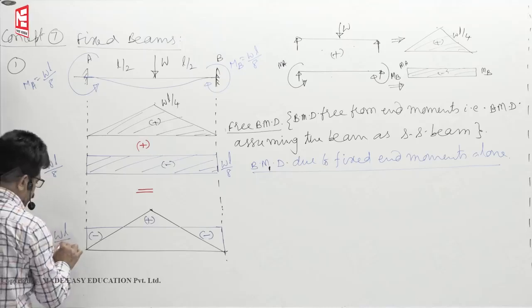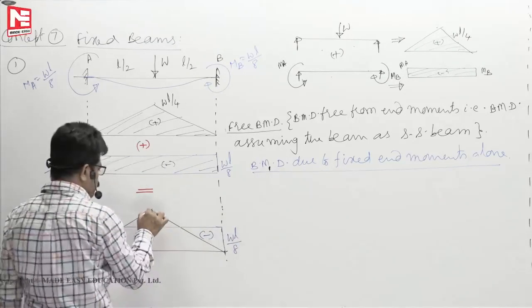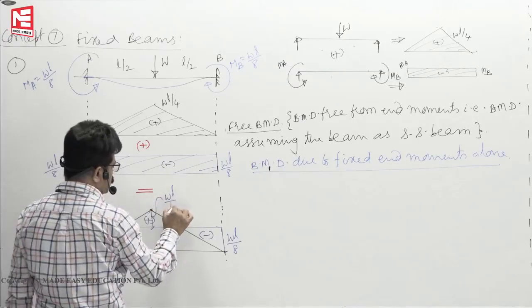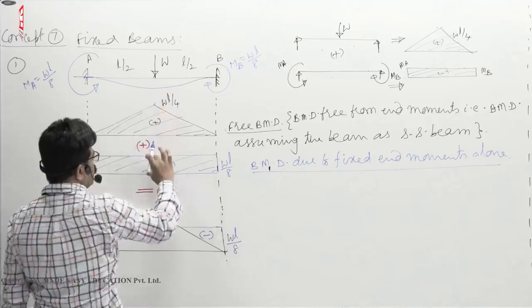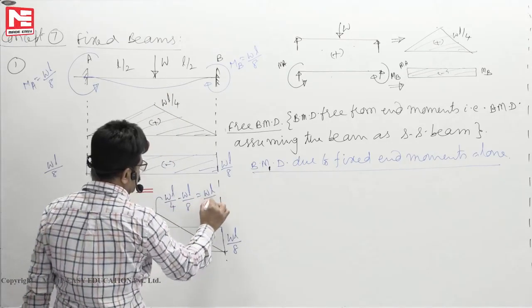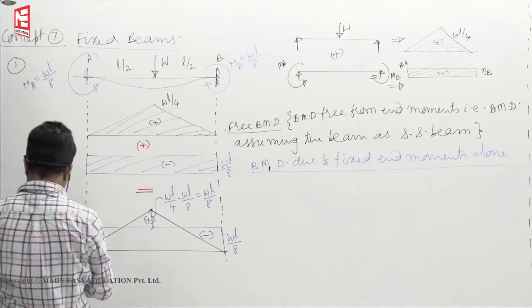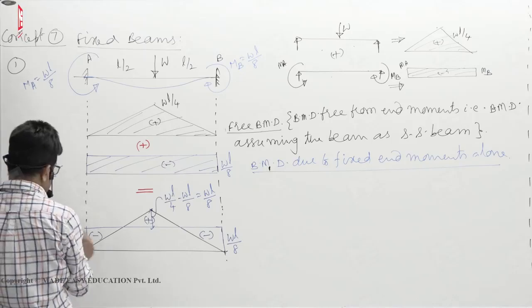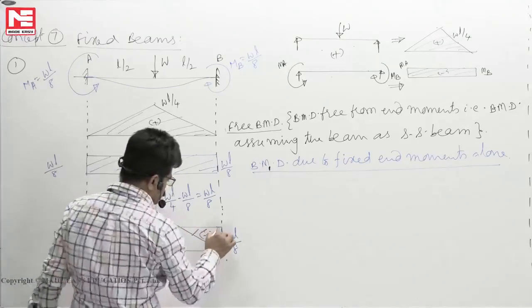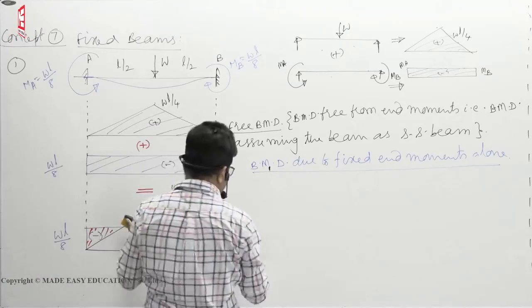This value we have taken as WL by 8, WL by 8. Now this value will become, total height is WL by 4. That means this side is WL by 4 minus WL by 8, so you will get WL by 8. So this is your final bending moment diagram. Fixed beams are analyzed this way. This is the final bending moment diagram.